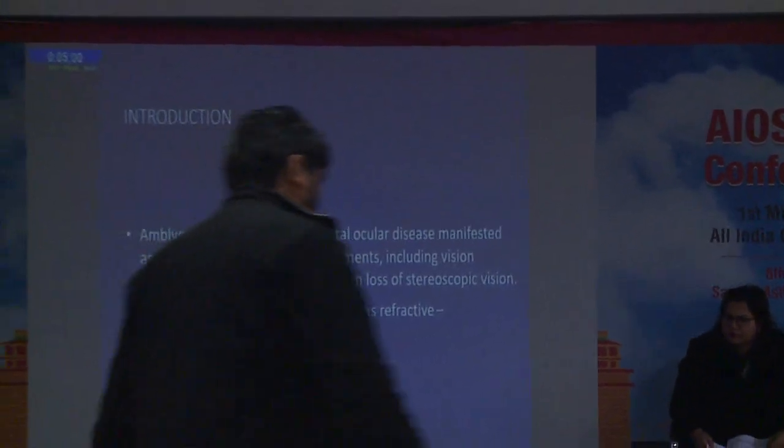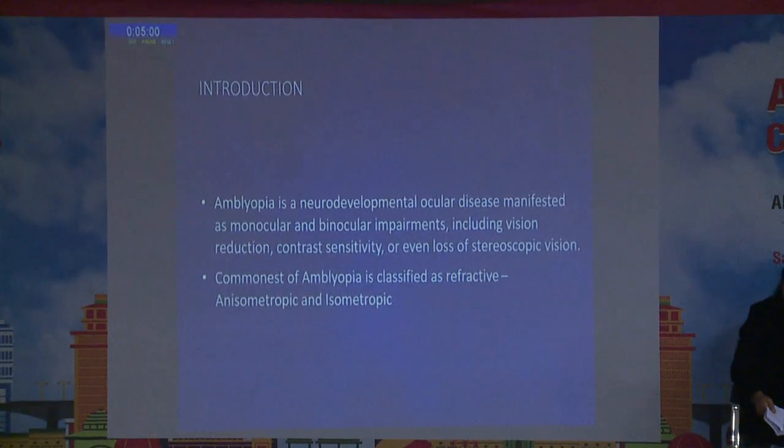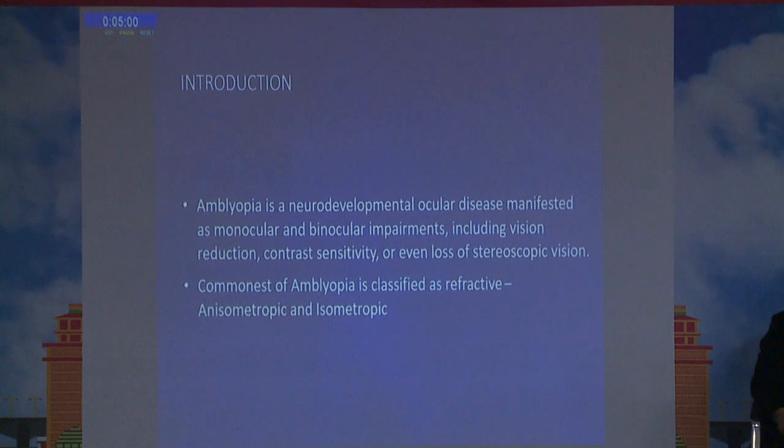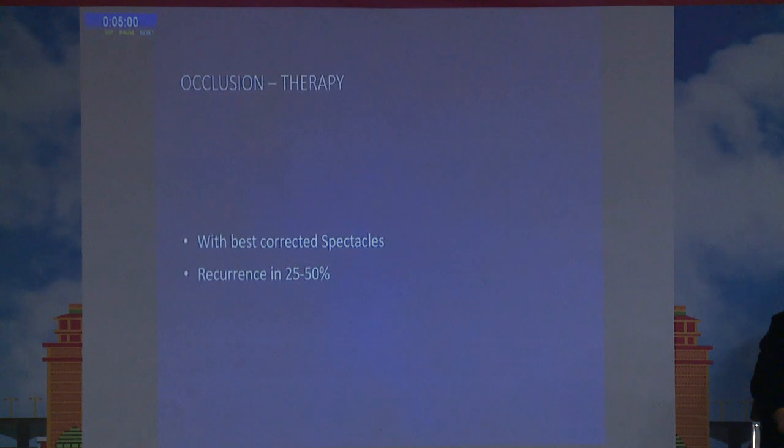So I will be speaking on a randomized control trial on binocular polarized video games versus contact lens versus occlusion therapy. As we all know, amblyopia is a neurodevelopmental ocular disease manifested as monocular and binocular impairments, including vision reduction, contrast sensitivity, and even loss of stereoscopic vision. And the commonest is the refractive type of amblyopia.